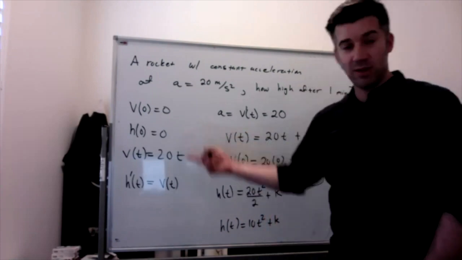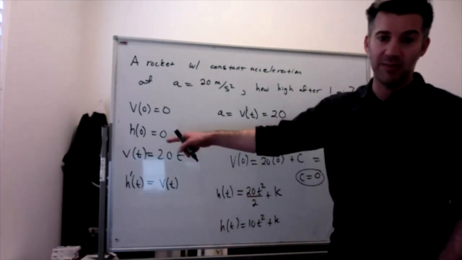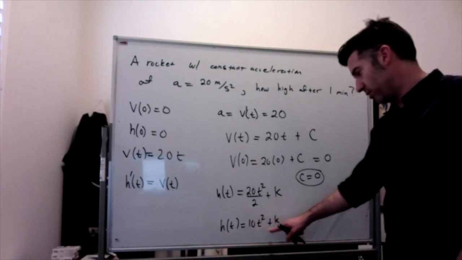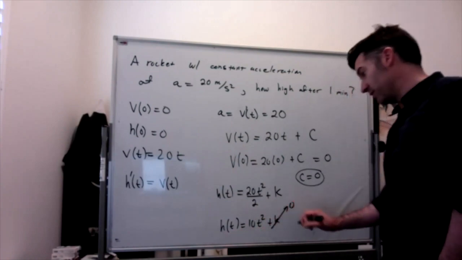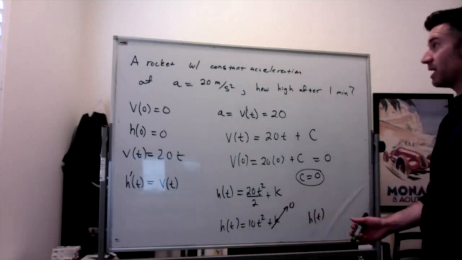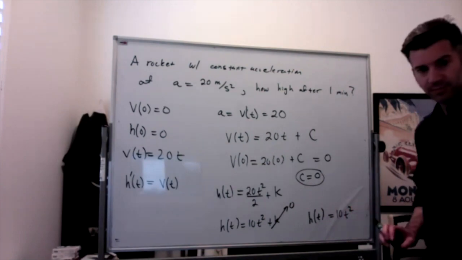since the initial height was also 0, we can plug in 0 for the time. The height at time 0 is equal to 0. So when we plug in 0 for t, we get 0 plus k has to equal 0. So we end up getting k being 0 as well. So the height after t seconds is equal to 10t squared.